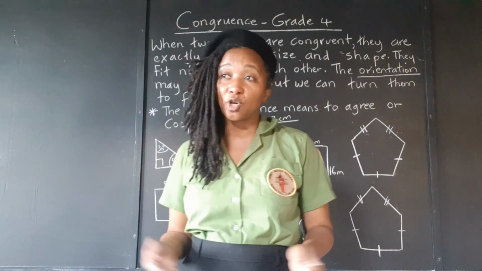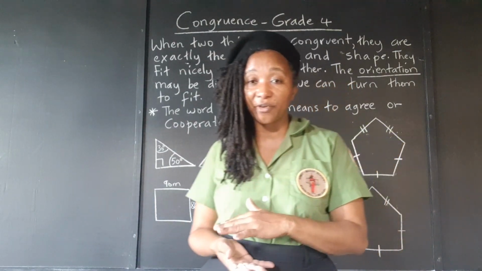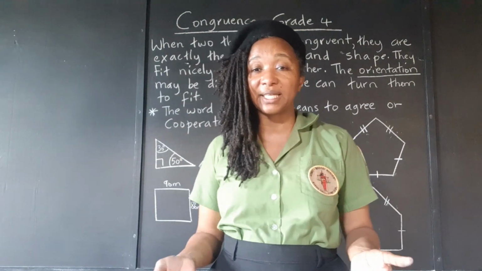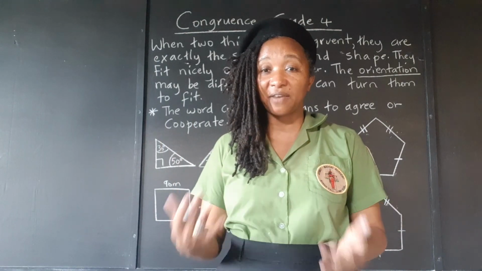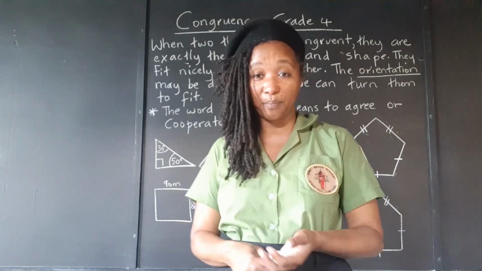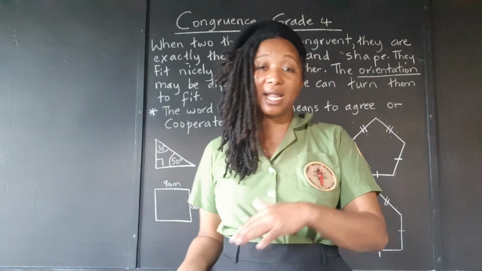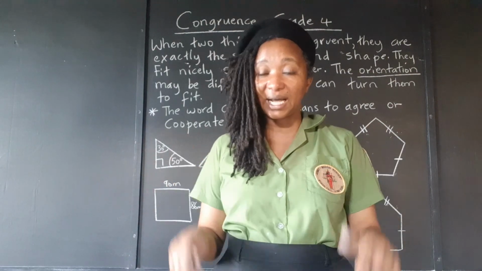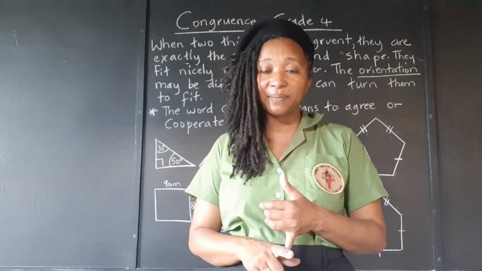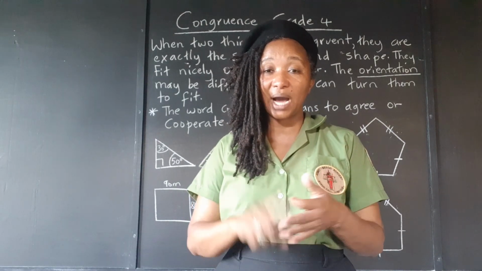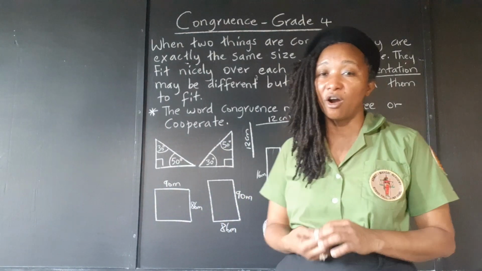And if we are able to cut them out and see if they fit exactly over each other, or if they are actual objects that we can look at and evaluate, see if they have exactly the same size and shape. Remember, the orientation doesn't matter. We can twist, we can turn them left, right, up, down, sideways. That's not the important thing. The important thing is, are they the same size? Same length, same angles, same shape. So that's what we use to determine congruence.